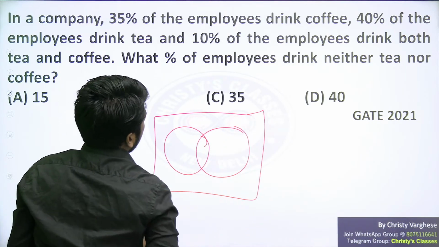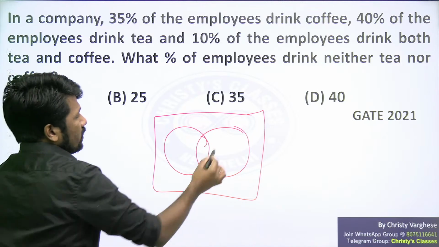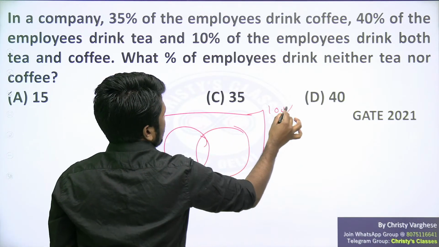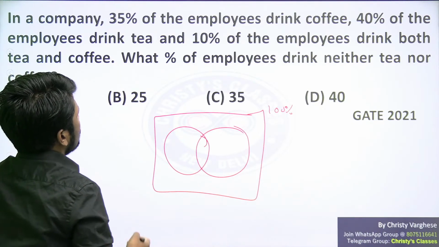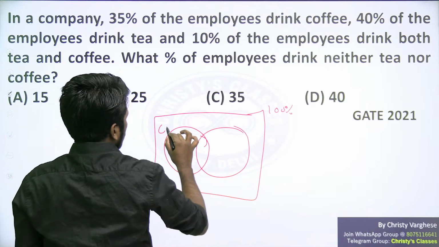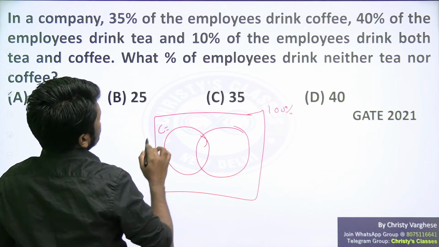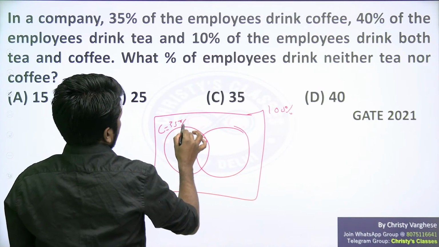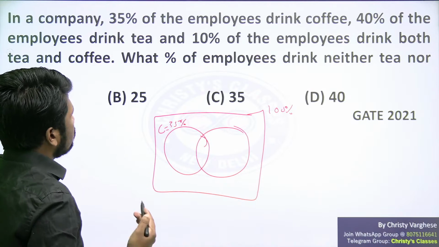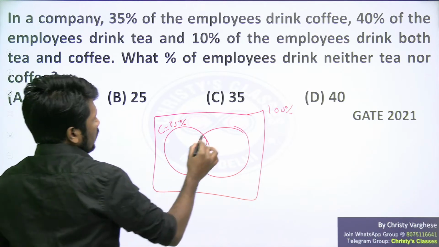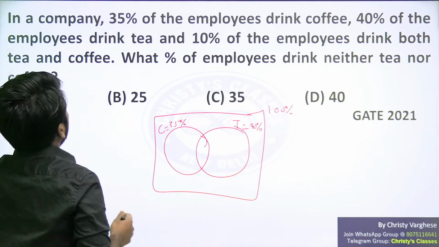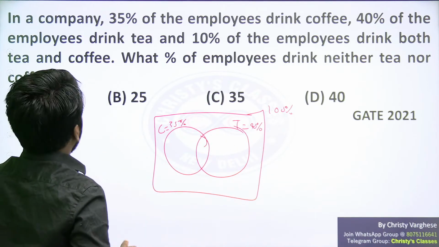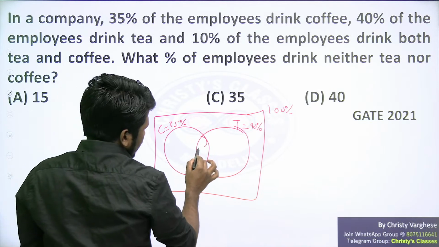As the question is saying percentage, it is easy. We can say that universal set is 100%. In that 100%, 35% employees drink coffee. So coffee circle, if I am denoting this, 35% is coffee. N of coffee will be 35. And 40% employees drink tea. So tea will be 40%. And 10% employees drink both tea and coffee. That will be in the intersection part.